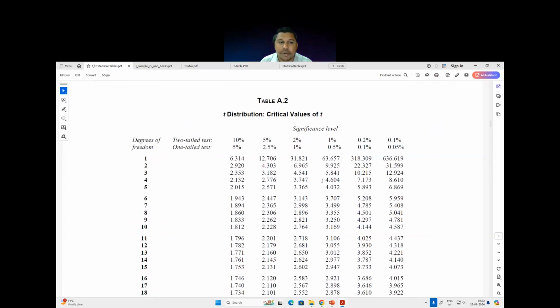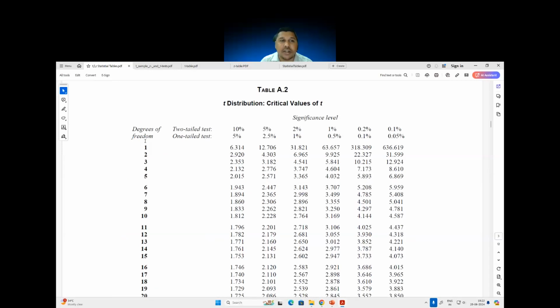Yeah, so the t table is given to us. Degrees of freedom is the number of samples minus 1. Sample size is 13, minus 1 is 12. So this is the line I have to look at. In this, what is the significance level?